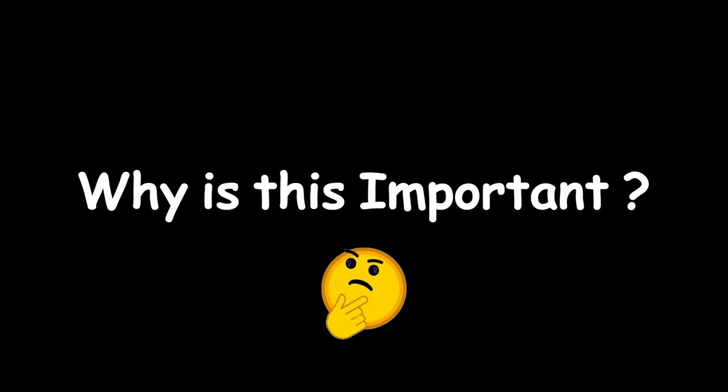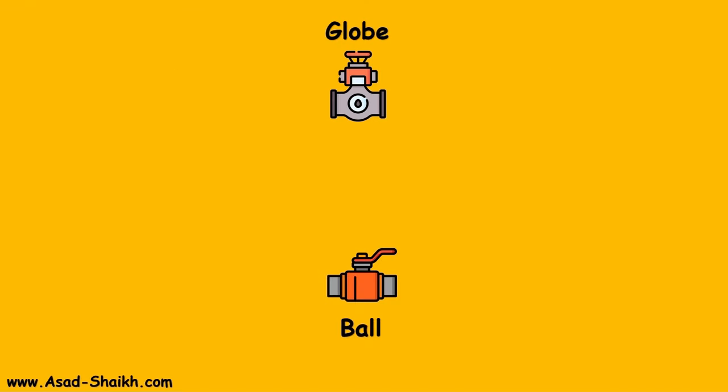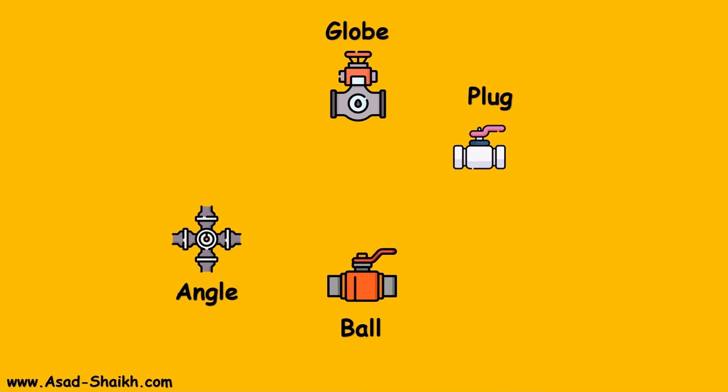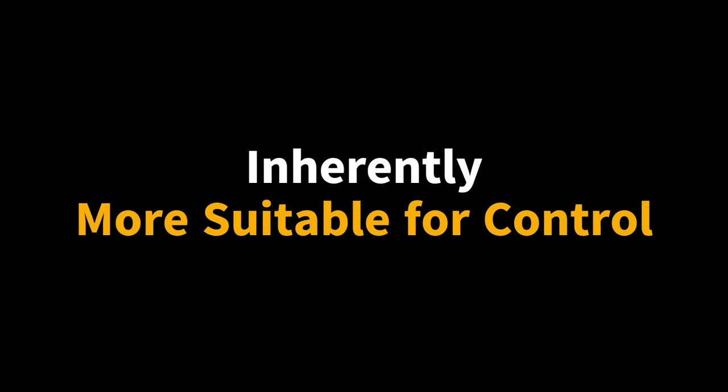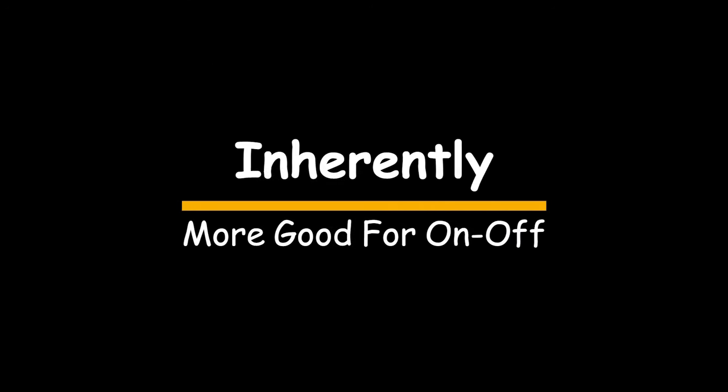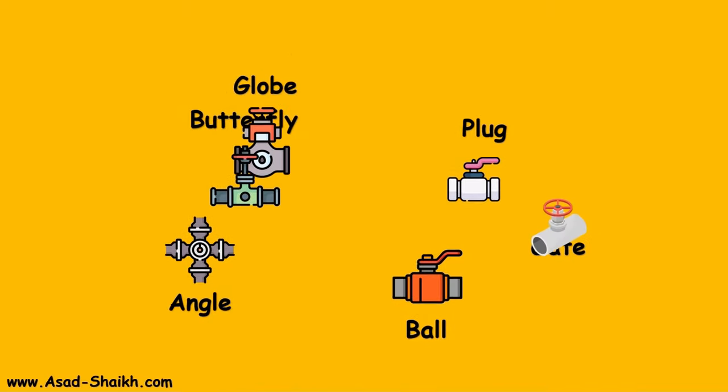Why? Because we have a lot of types of valves. For example, globe valve, ball valve, plug valve, angle valve, butterfly valve, gate valve, just to name a few. So what we will do as a first step is, based on their construction, certain valves are inherently better to control. Certain valves are inherently better when it comes to on-off applications. So let us try to develop a spectrum here.